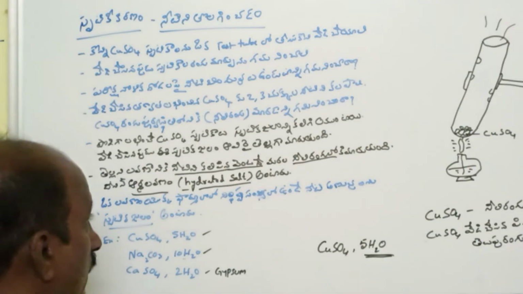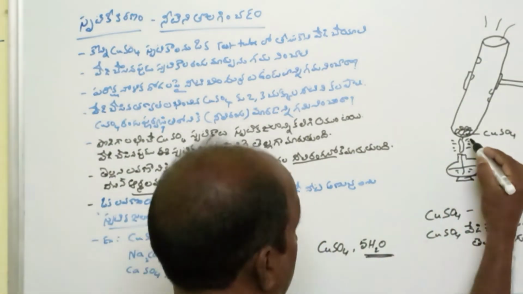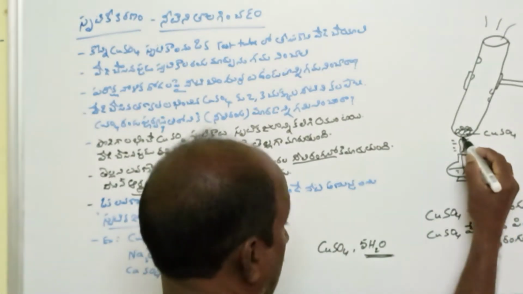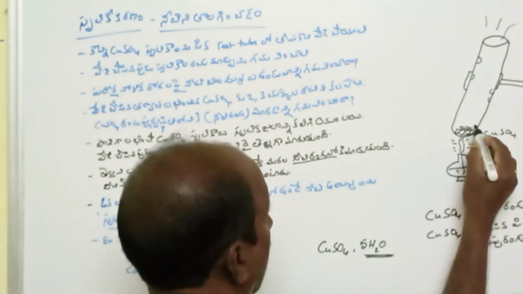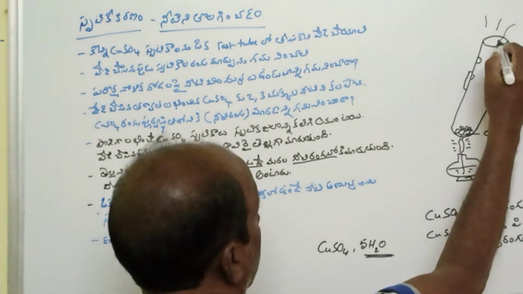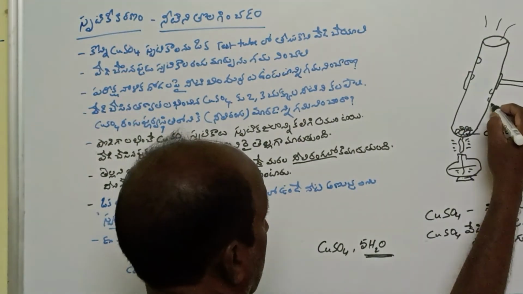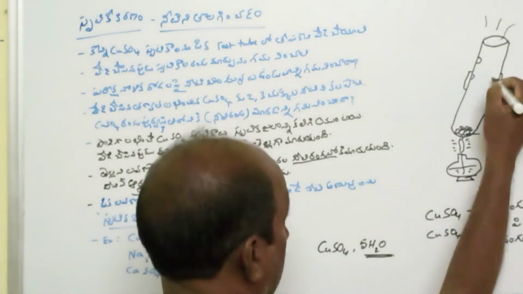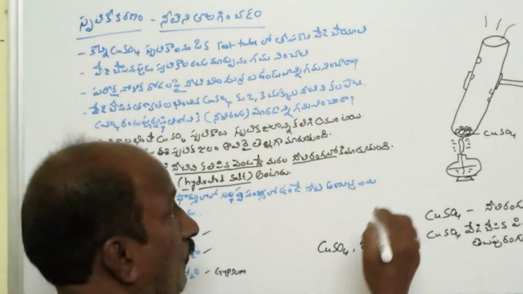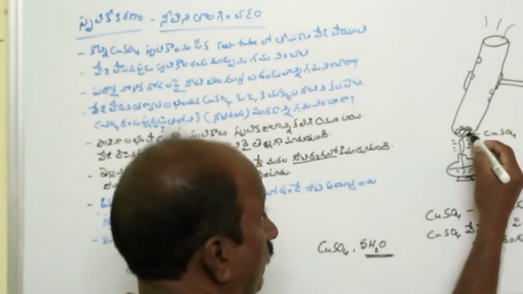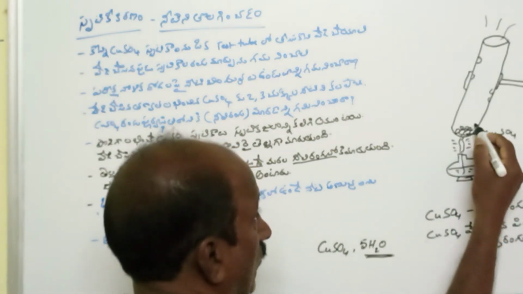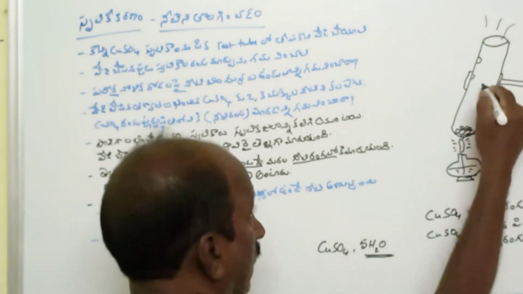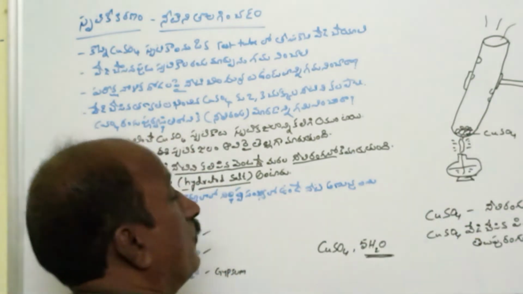So previously, what is the color of copper sulfate? Blue. After heating, it loses its water molecules in the form of a little vapor, and some water molecules are present on the walls of the test tube. Once again, if we add 2 or 3 drops of water to this white copper sulfate, it regains its original color, blue.